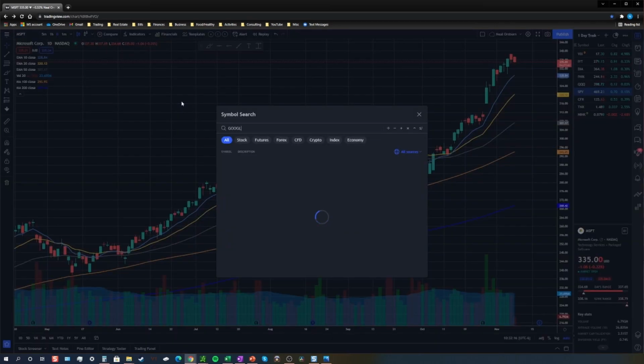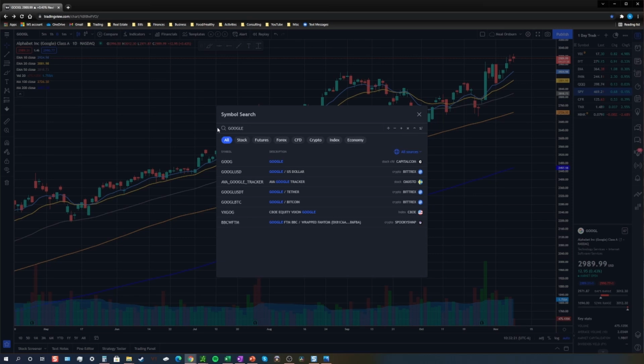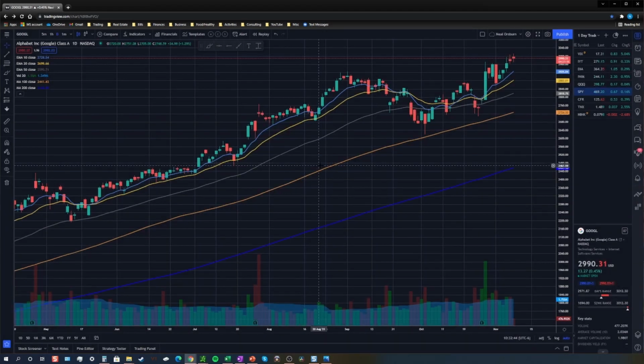Now, if you did notice, Google. If you type in Google, you get different stock exchanges over here. If you want to make sure you're on the American stock exchange, just look for the American flag. Sometimes you will come across companies that are listed on several stock exchanges across the world. So you just want to make sure you're on the one you want.